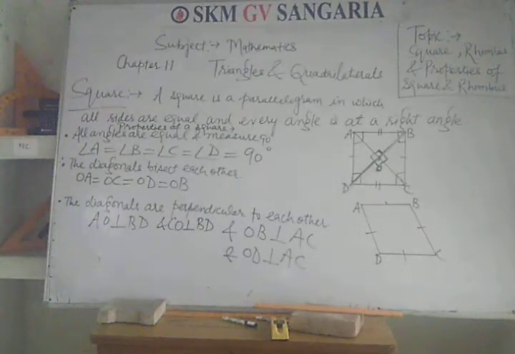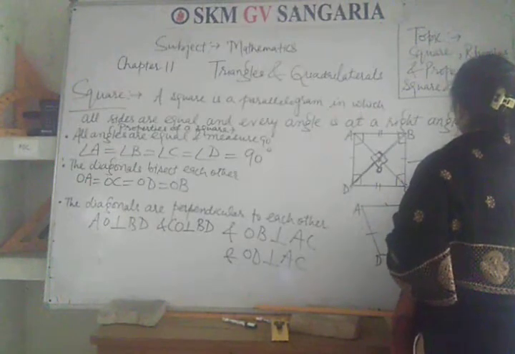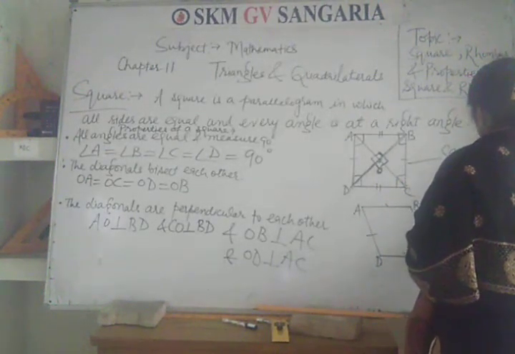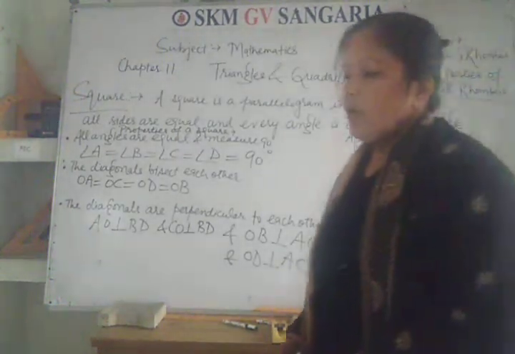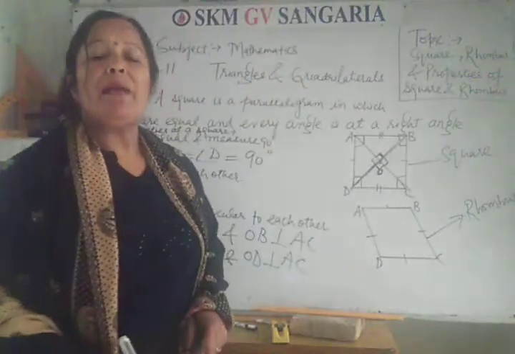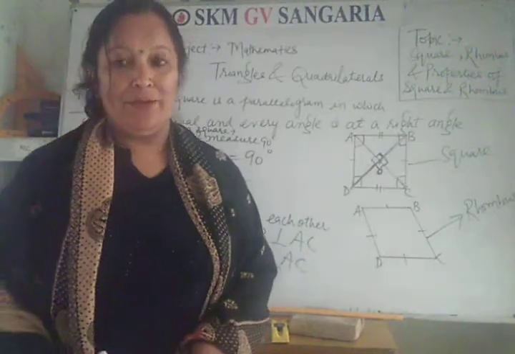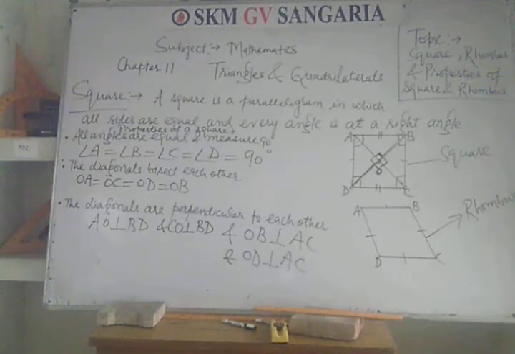Then comes rhombus. What is a rhombus? This is the square, and this is the shape of a rhombus. A rhombus is also a parallelogram with all sides equal. A rhombus is a parallelogram with equal sides.